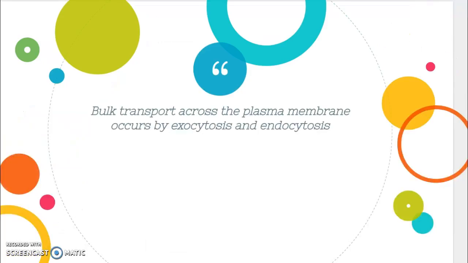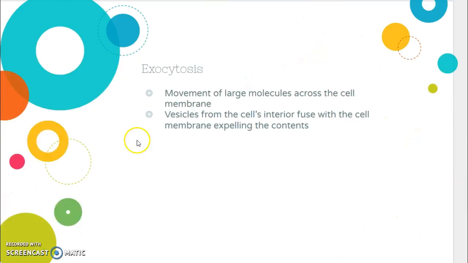The last concept I want to cover is bulk transport or large transport across the plasma membrane. This occurs by exocytosis and endocytosis. Exocytosis is the movement of large molecules across the membrane, and when this occurs, vesicles from the cell's interior fuse with the cell membrane and expel the contents to the extracellular space outside of the cell.